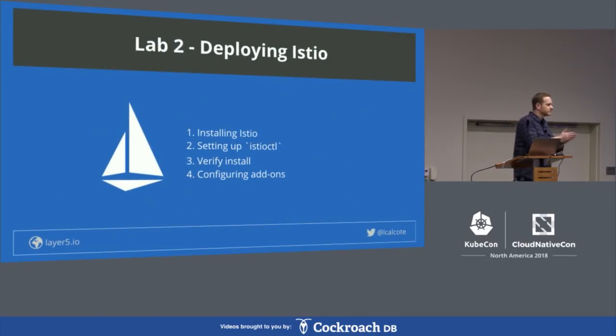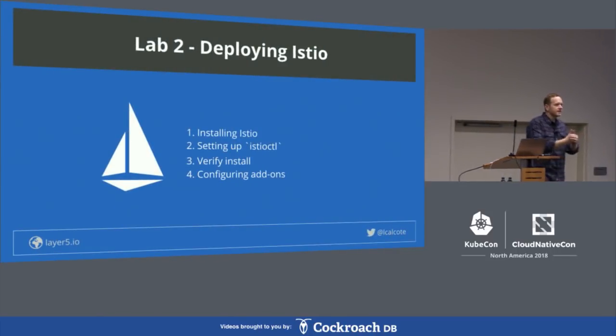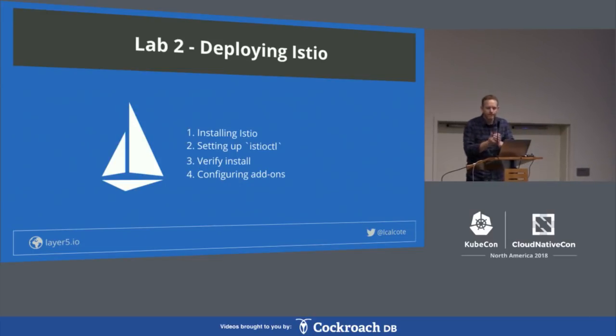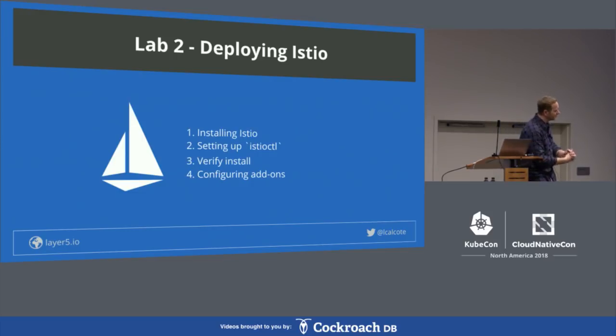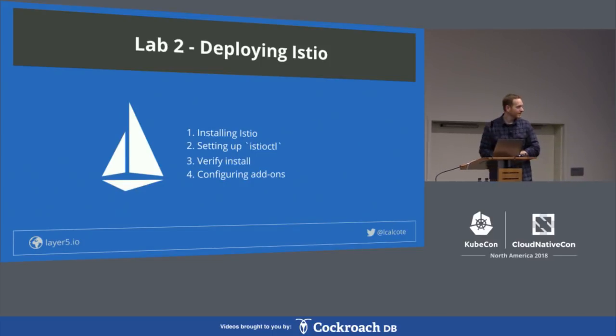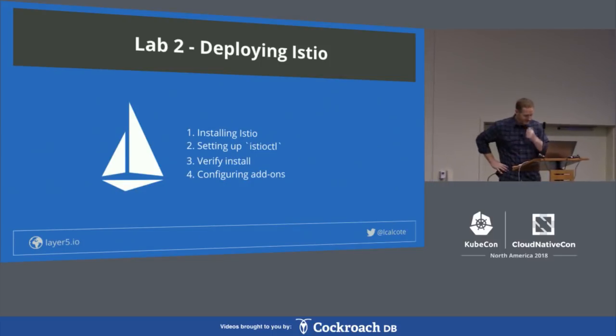OK, back to our labs. Lab 2, let's get Istio up and running. There is a tool for using Istio, istioctl. I just want to say ctl, just to be sure we're not cuddling anything today, just to be sure that I don't offend anyone who calls it something else. Okay, my job is done. All right, so let's jump into Lab 2.